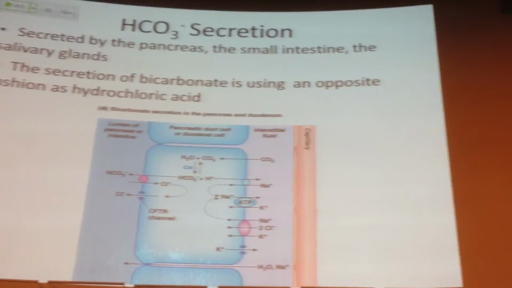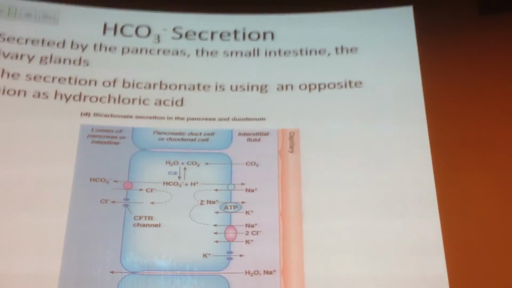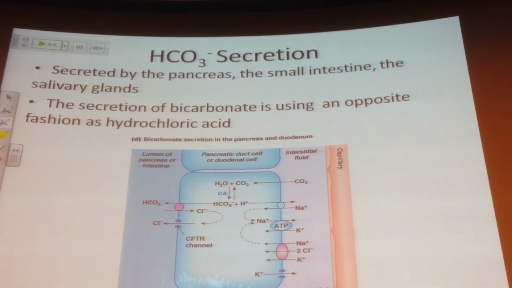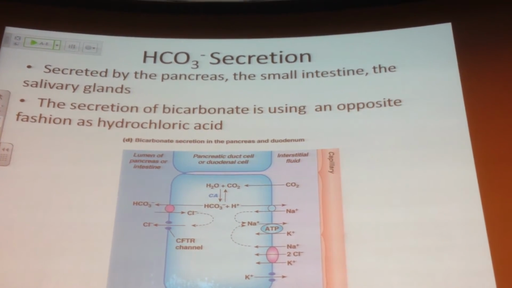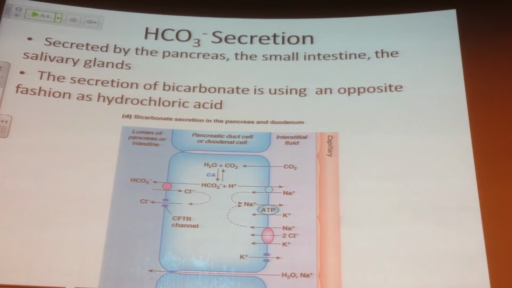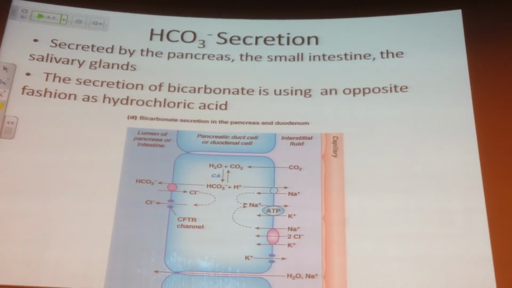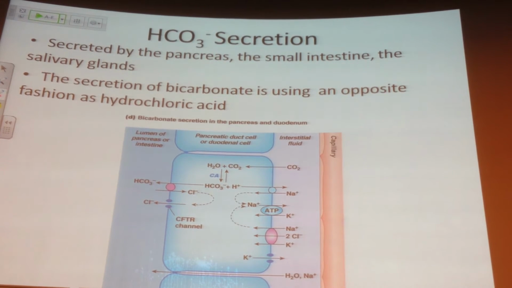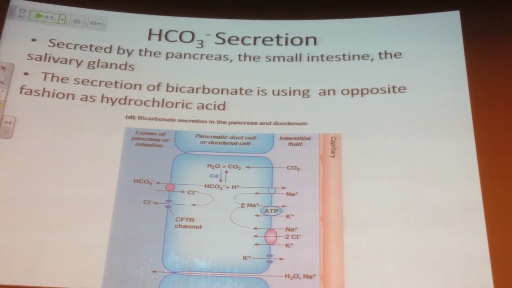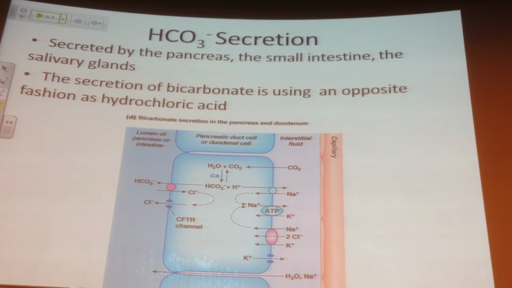So the bicarb secretion, where does bicarb secrete? We talked about the salivary gland secreting bicarb. The most bicarb is actually secreted by the pancreas, and it's also secreted by the small intestine. The reason we want bicarb to be secreted is that once the food enters from the stomach into the small intestine, you're getting ready for digestion and absorption. Many of these enzymes do not work in a very acid environment. They have to work in a very neutralized environment. So bicarb has to be quickly secreted to neutralize those hydrogen ions we just generated in the stomach.